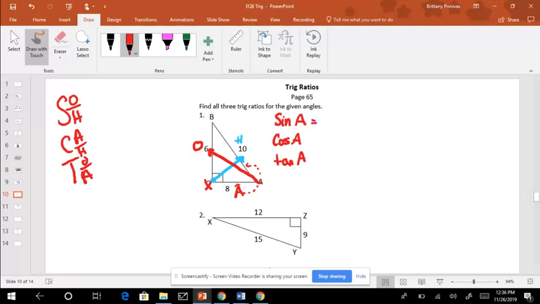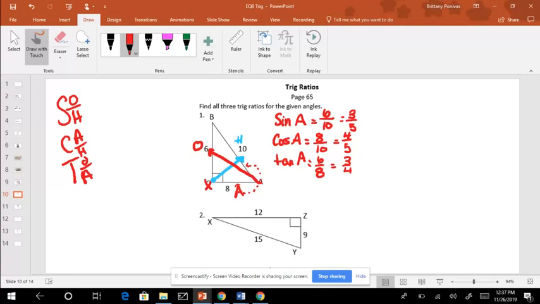Sine is O over H. O is labeled 6, H is labeled 10. And then you reduce. 6 over 10 is the same thing as 3 over 5. Cosine is A over H. Well, the A goes with the 8. The H is still 10. So cosine of A before we reduce is 8/10. After we reduce, 4/5. For tangent of A, tan is O over A. Opposite is 6. Adjacent is 8. Reduce, and we get 3 over 4.